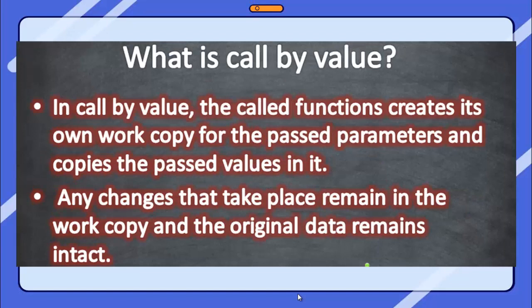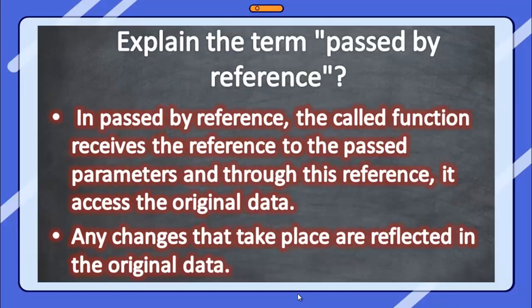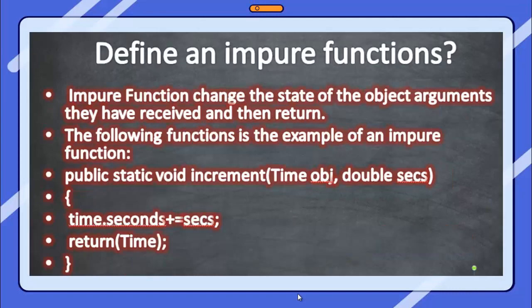What is call by value? In call by value, the called function creates its own work copy for the passed parameters and copies the passed value into it. Any changes that take place remain in the work copy, and the original data remains intact. Explain the term pass by reference. In pass by reference, the called function receives the reference to the passed parameters, and through this reference it accesses the original data. Any changes that take place are reflected in the original data.